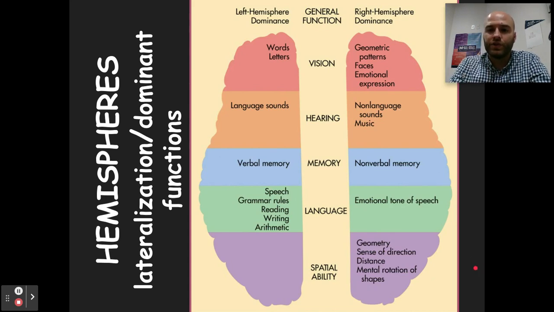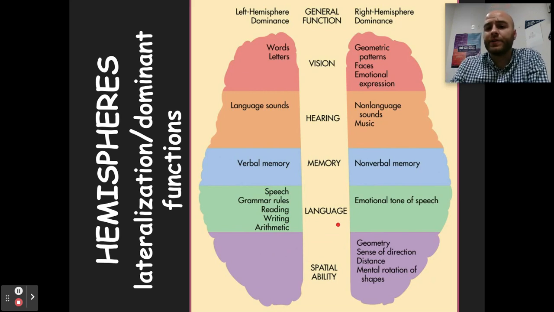Okay, so I want you to think of this as your frontal lobe down here, and this moves towards the back of your brain, your occipital lobe. Okay, we're going to talk through some of these things. So your right hemisphere seems to be dominant for things like geometry, sense of direction, distance, mental rotation of shapes, things like that. While there doesn't seem to be any specialty or dominance of spatial ability in your left hemisphere.